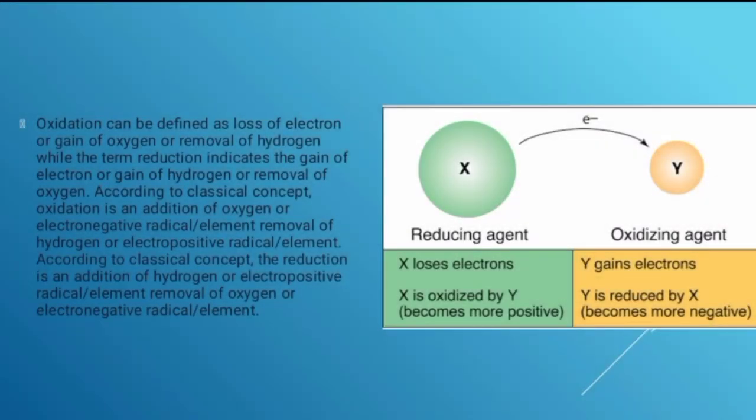Oxidation can be defined as loss of electron or gain of oxygen or removal of hydrogen, while the term reduction indicates the gain of electron or gain of hydrogen or removal of oxygen.